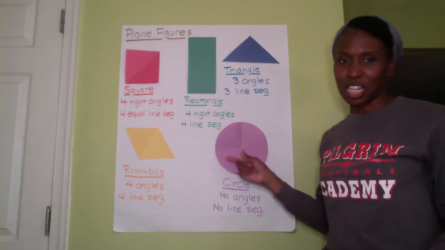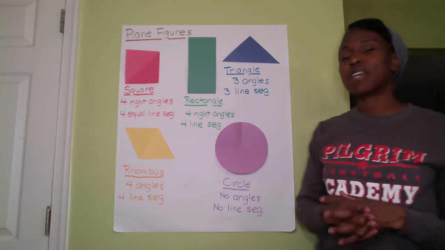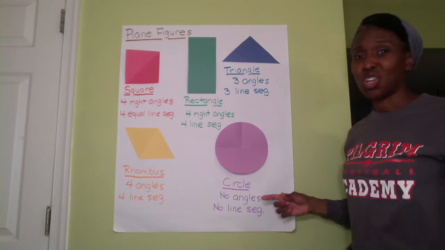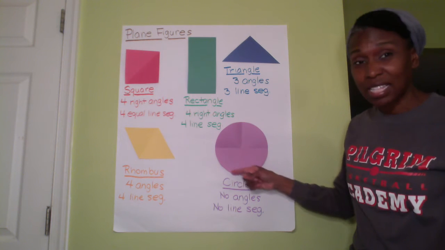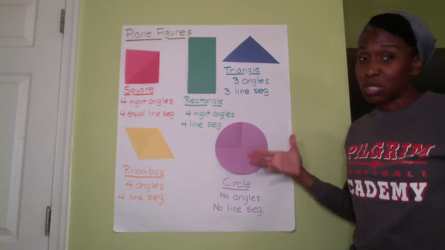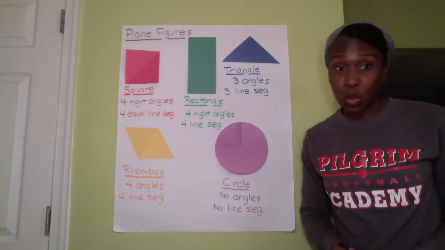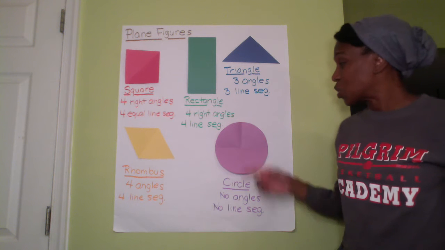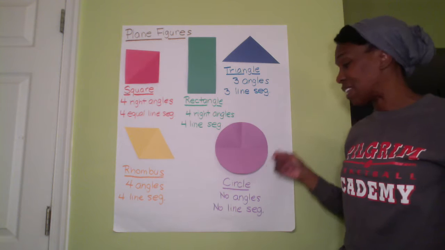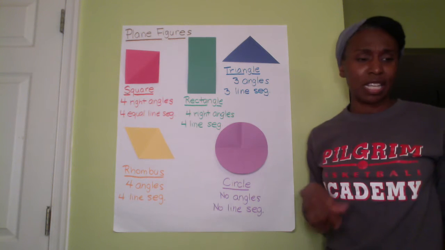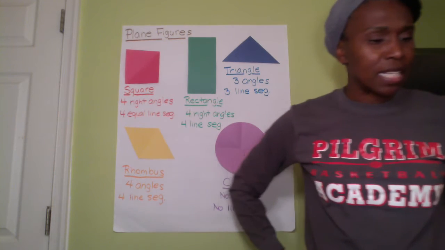And then this last shape right here is a circle, of course. Now, circle is very special in that it has no angles, because do you see where any line segments come together? And the reason why you don't see any line segments come together is because there are no line segments. So the circle is a special shape out of all of these in that it has no angles, no line segments at all.